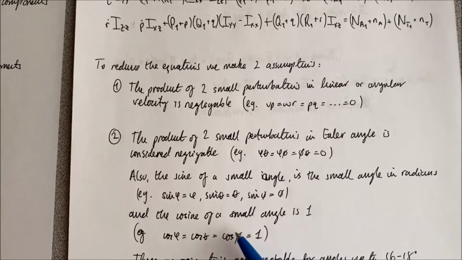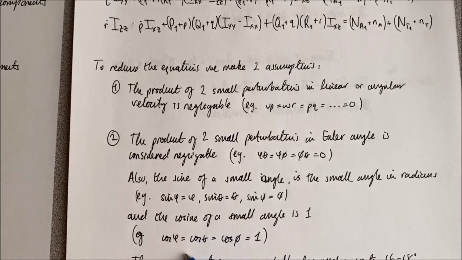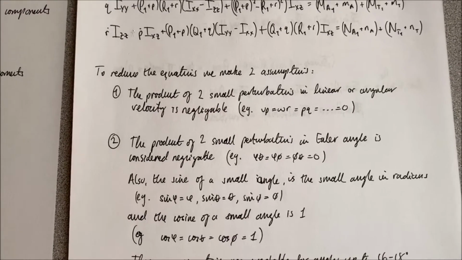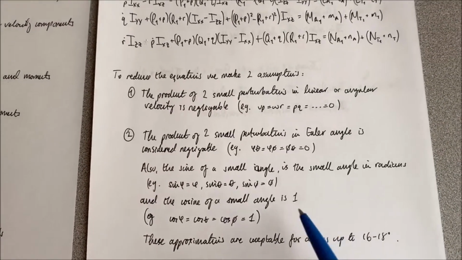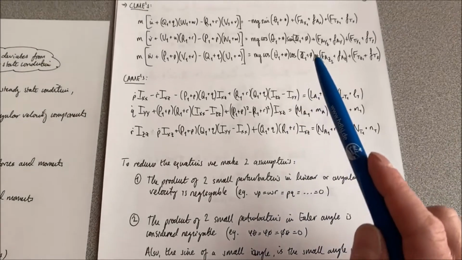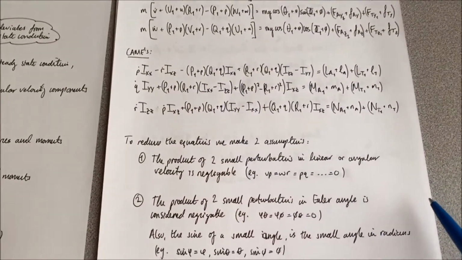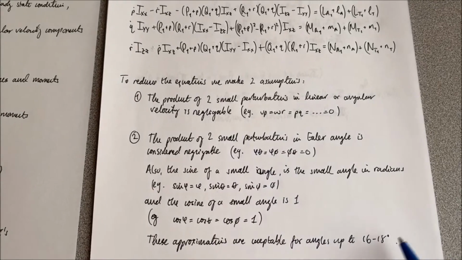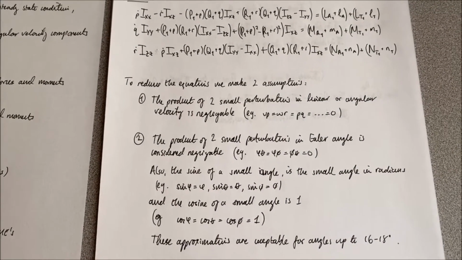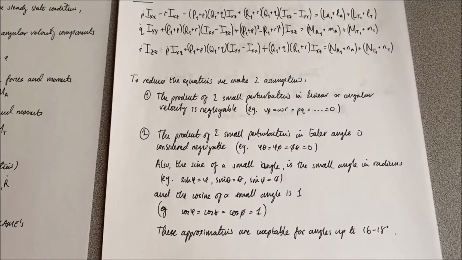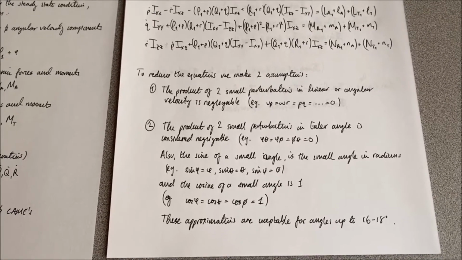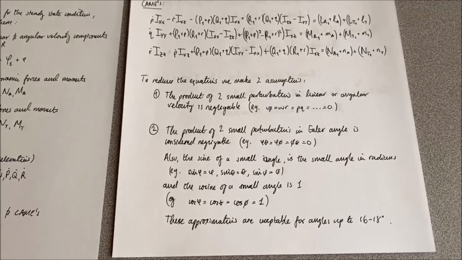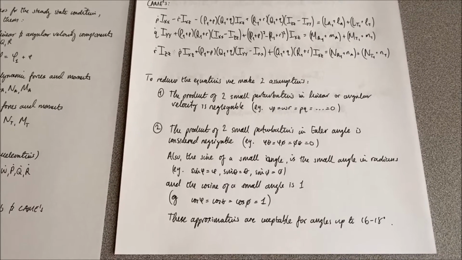And also the small angle approximation for cosine says that the cosine of a small thing is approximately 1. So those are the assumptions that we're going to use in order to reduce this crazy mess. And these approximations are good up to angles of approximately 16 to 18 degrees. That includes basically all of our normal flight regimes, let's say.